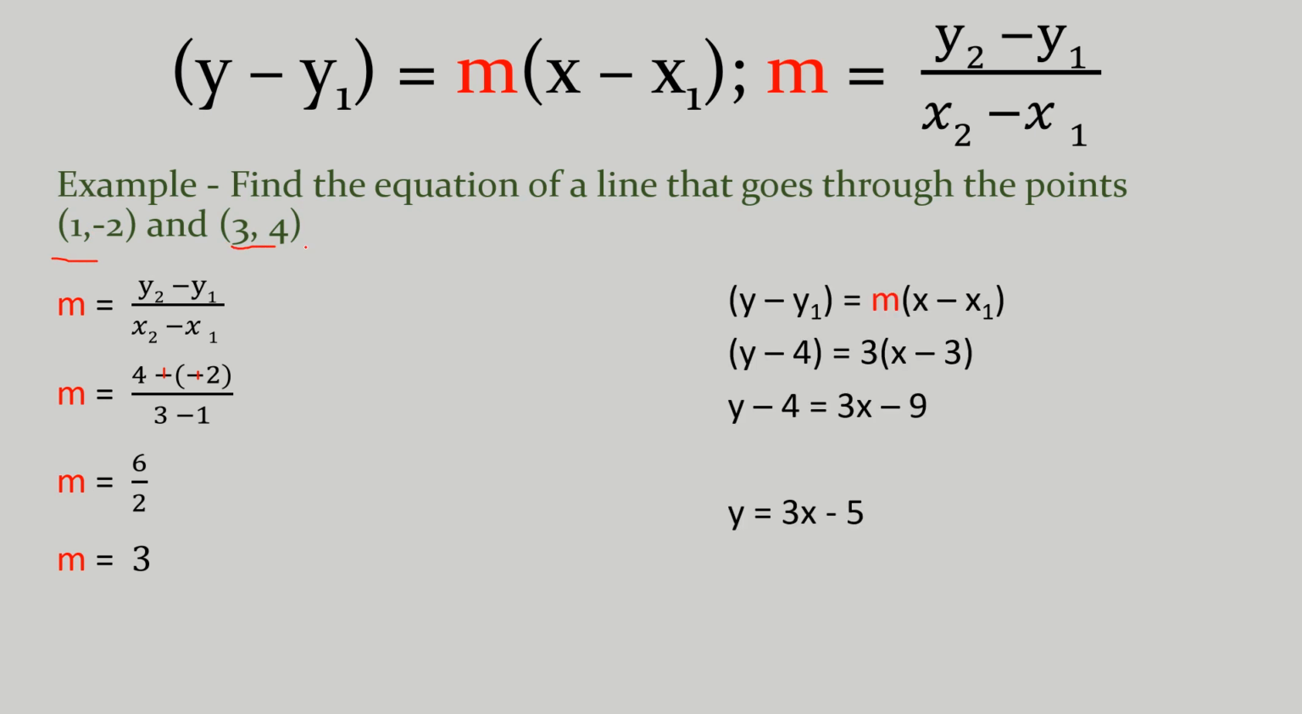In this case, I picked the 3 comma 4 just because I didn't want to deal with the negative -2. And so you can see I plug that in over there. y minus 4 is equal to 3 times x minus 3. y minus 4 is equal to 3x minus 9. And I added 4 over there on both sides. And we get y is equal to 3x minus 5.